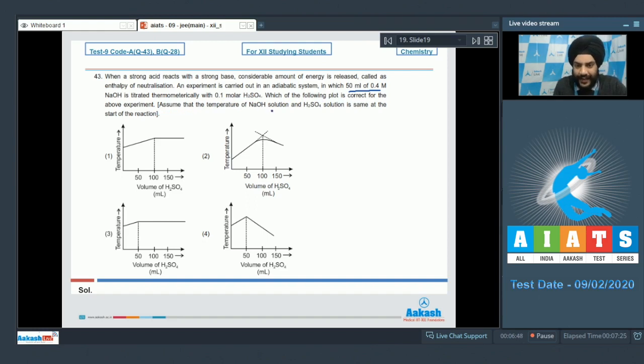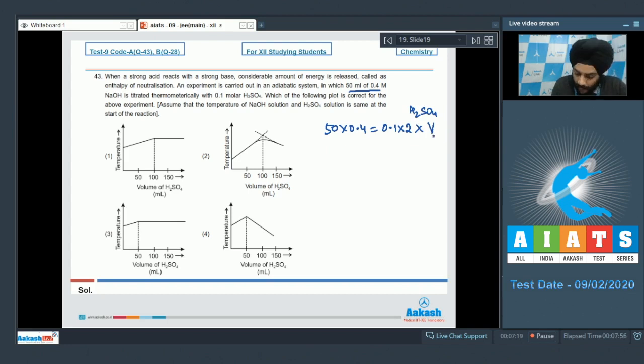Assume that the temperature of NaOH solution and H2SO4 solution is the same at the start of the reaction. Okay. So students, at the neutralization point, the milliequivalents of both these species, the acid and the base, are going to be equal. So we have 50 into 0.4 equal to 0.1 into 2 into the volume of H2SO4 which was consumed.